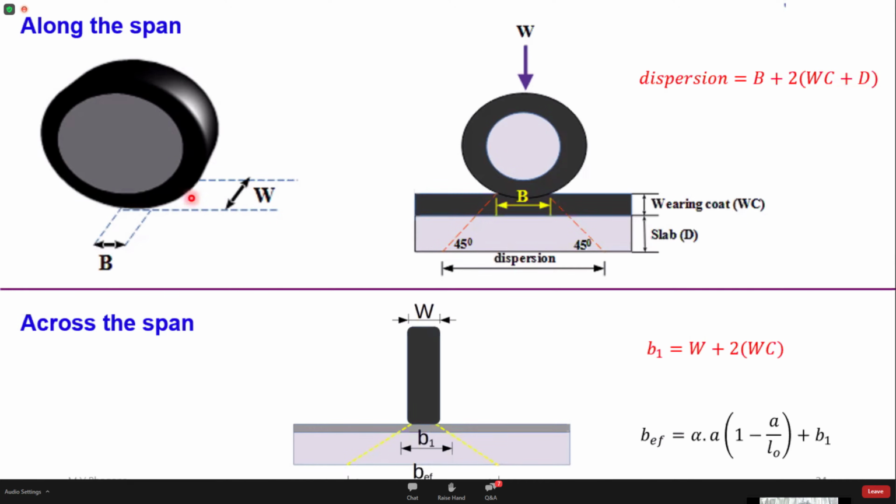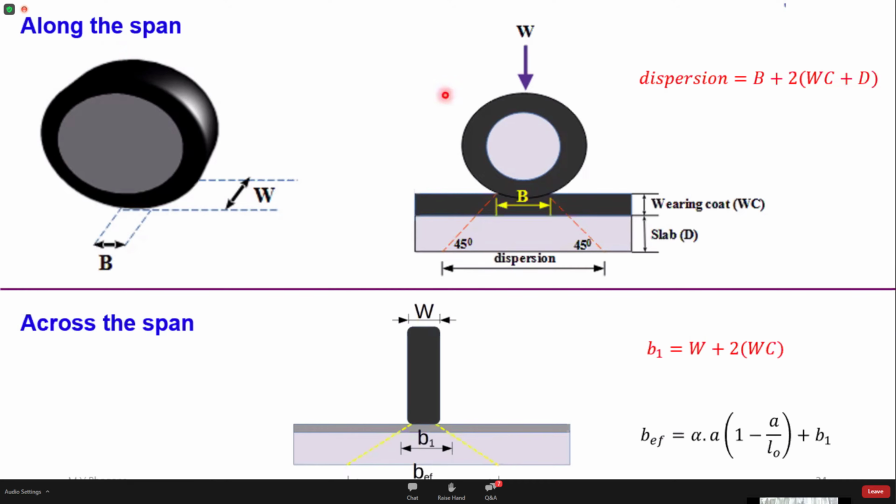Let's consider a wheel load here, and let's say this wheel is now placed on a deck slab. When the wheel is placed on the deck slab, B is the contact length of the wheel along the span, and W is the contact length of the wheel across the span. These are the terminologies we are going to use, and they are going to remain consistent throughout the presentation.